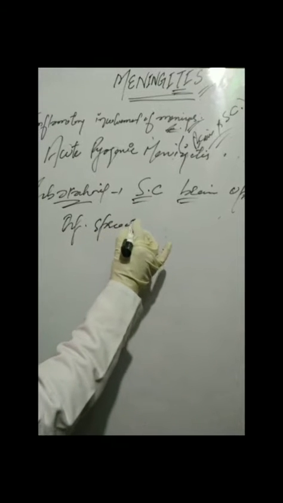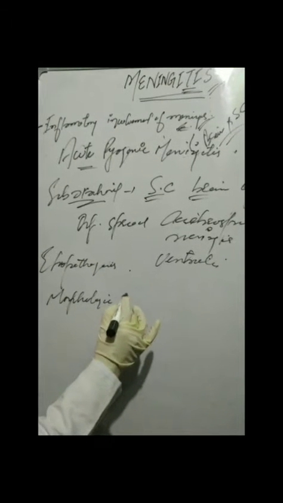So what will happen? The infection will spread to the whole of the cerebrospinal meninges, and sometimes to the ventricles, okay, ventricles as well. Now in acute pyogenic meningitis, we will be dealing with the etiopathogenesis, with the morphological features, with the clinical features, and with the diagnosis. Okay, so let's talk about these things one by one.